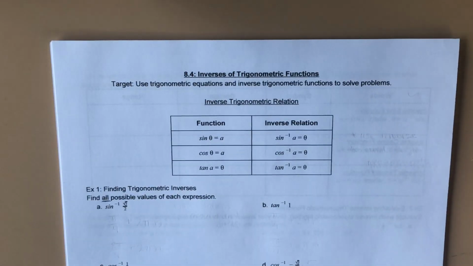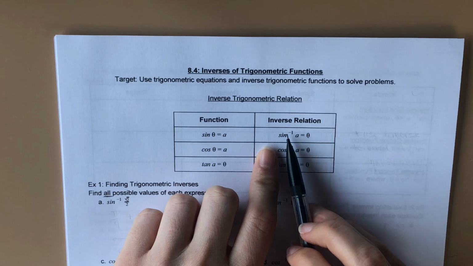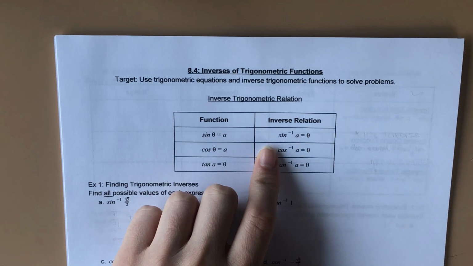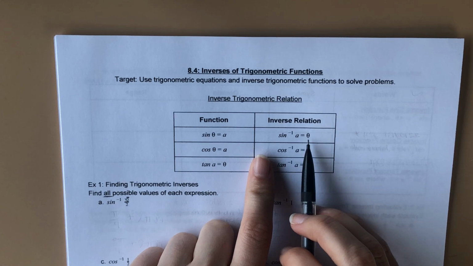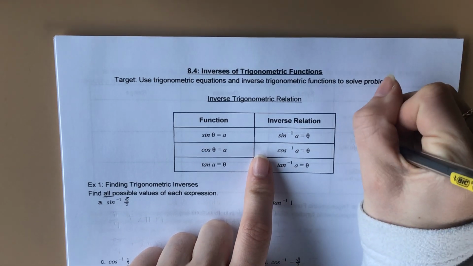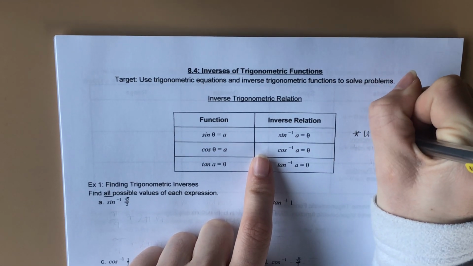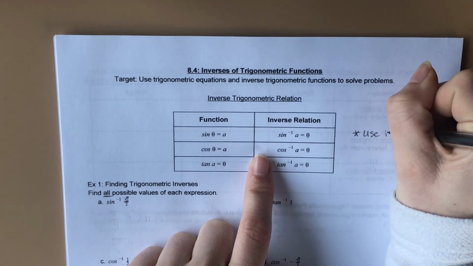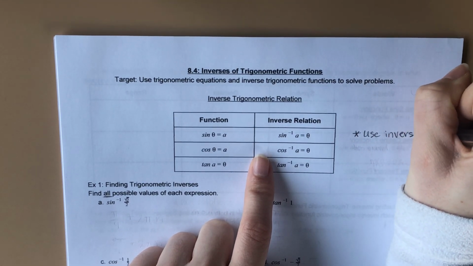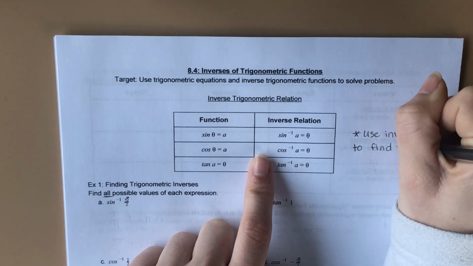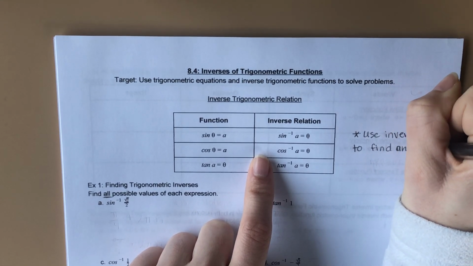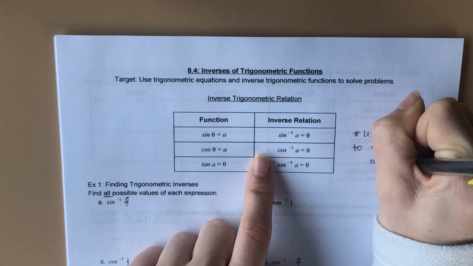The symbol that we're going to use is this -1 as an exponent. So I have sine inverse of A is going to equal that theta measurement. So we're going to be using inverse to find angle measurements.